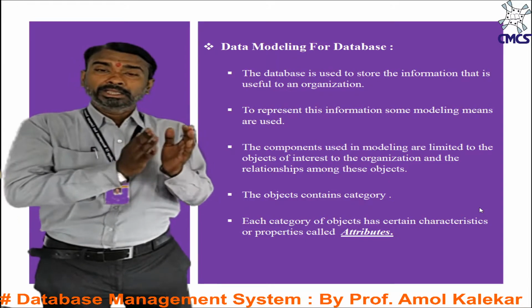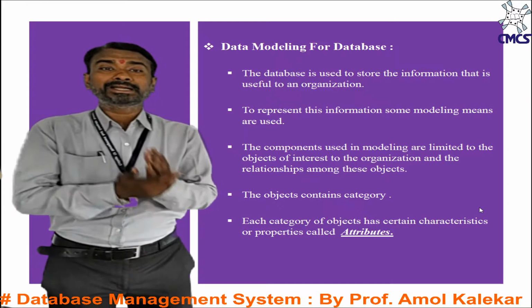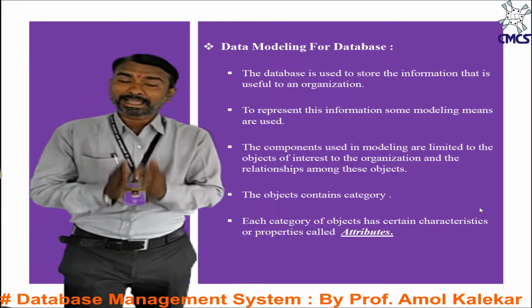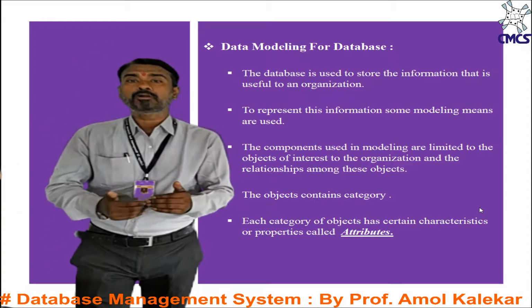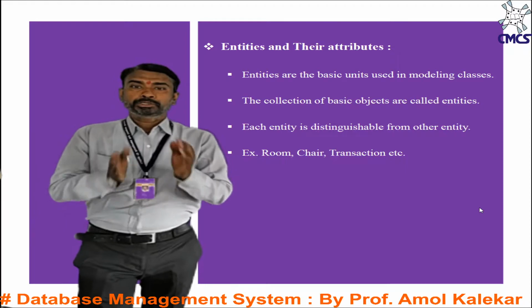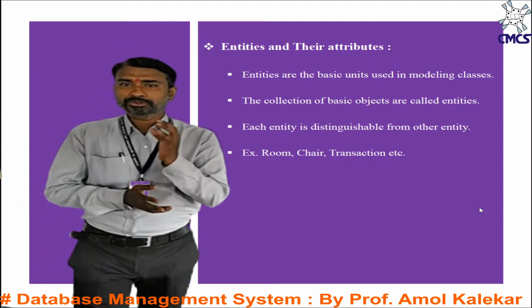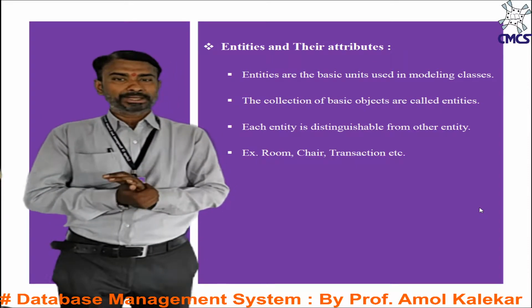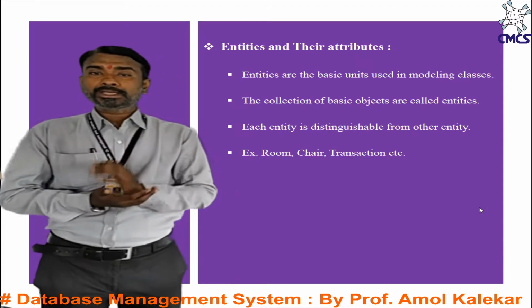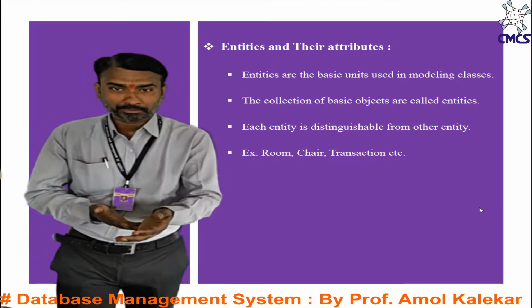Basically, there are objects of a variety of categories. Again, each category of these objects has certain characteristics or properties, and these are generally called the attributes. Now, we'll focus our discussion on the entities and their attributes. So the question arises, what is the meaning of an entity? In simple language, an entity is an object in the real world for which an organization can store data in their database.